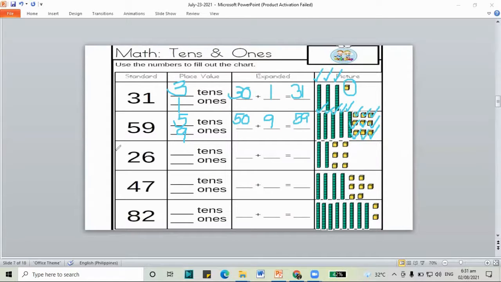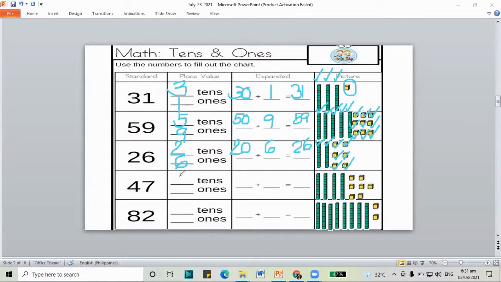Next one, you have 26. In the tens, it's 2. In the ones, it's 6. Let's add 20 plus 6 is equal to 26. Let's skip count. 10, 20, 21, 22, 23, 24, 25, 26. That makes 26.